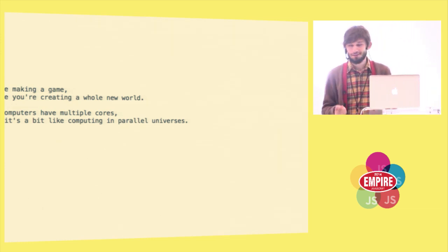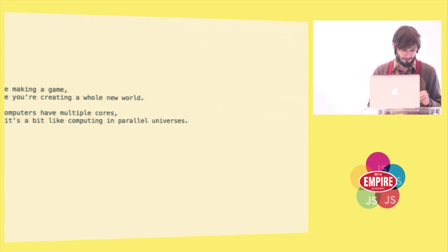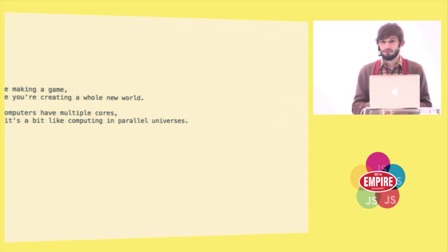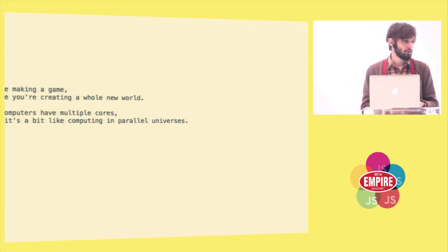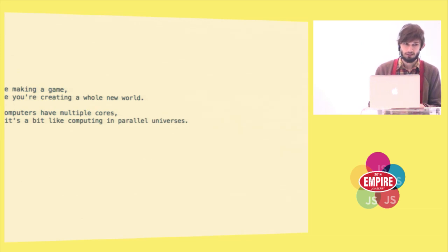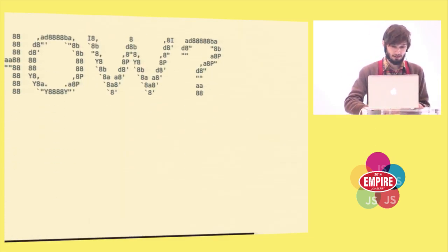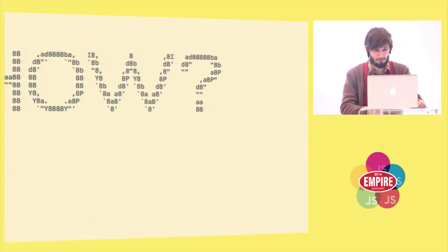And modern computers have multiple cores, right? And that means that what we can do, if we do our job appropriately, is that it's a bit like computing in parallel universes, okay? We can create multiple copies of the world and then share resources and pool our resources between them. Now, any other person would probably think, well, how are we going to do that? How is that possible?